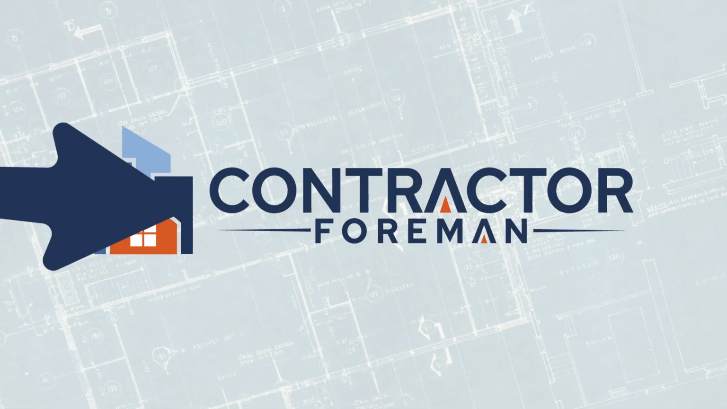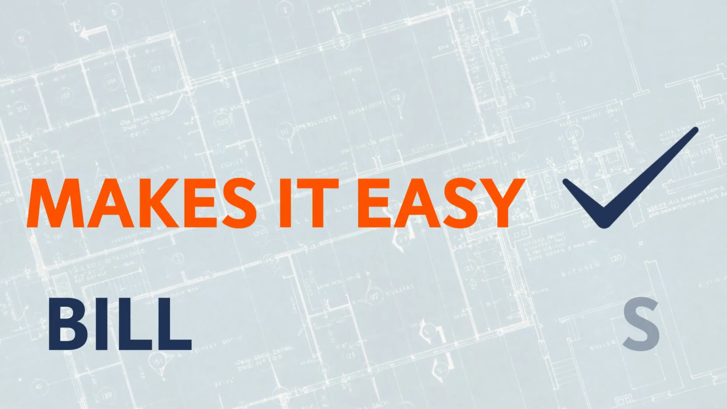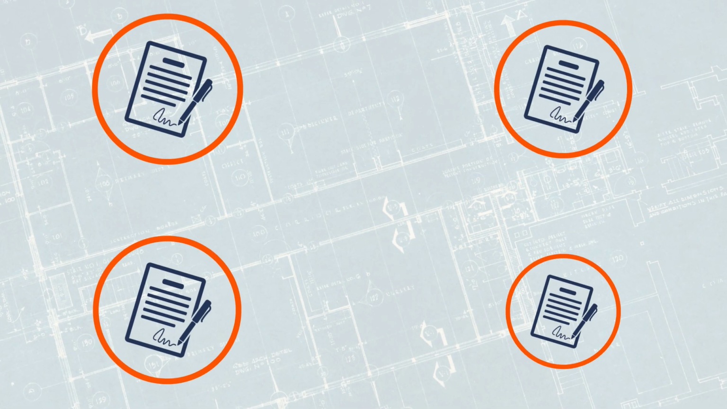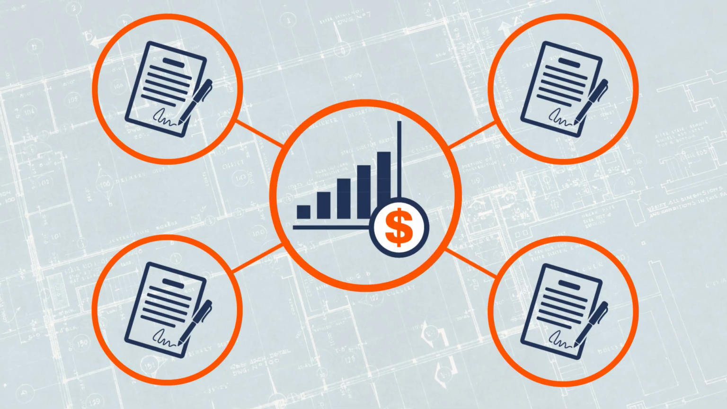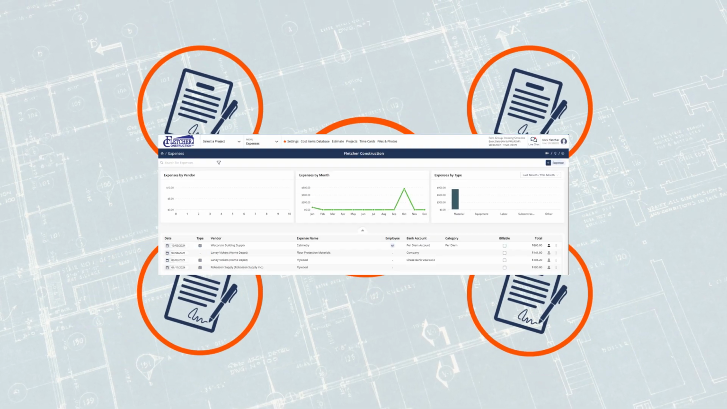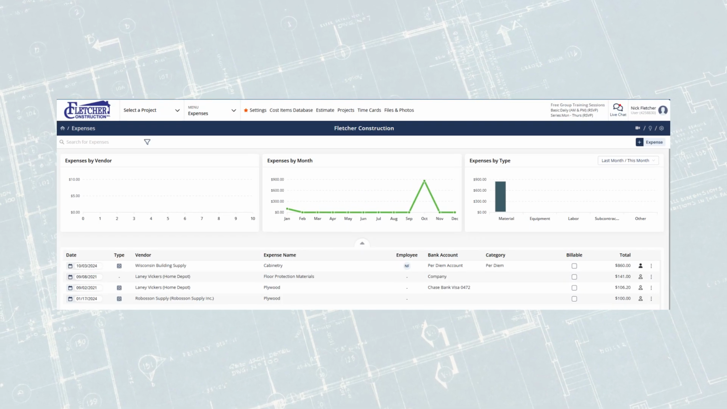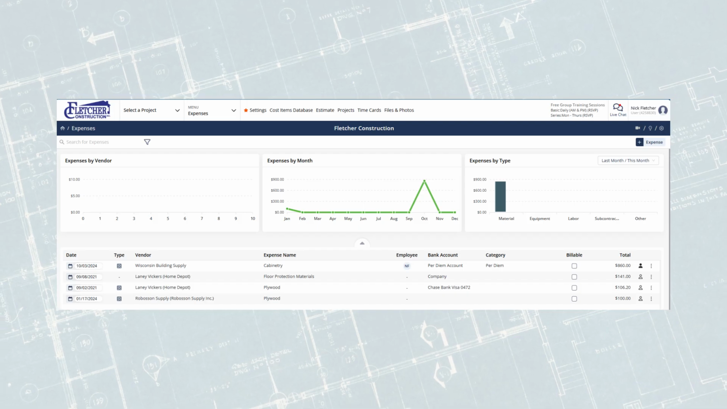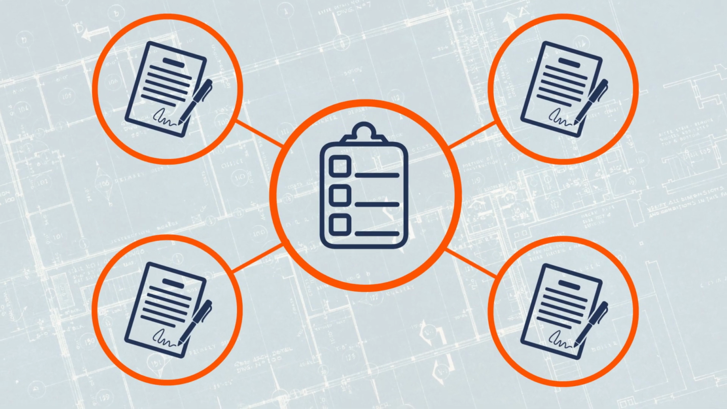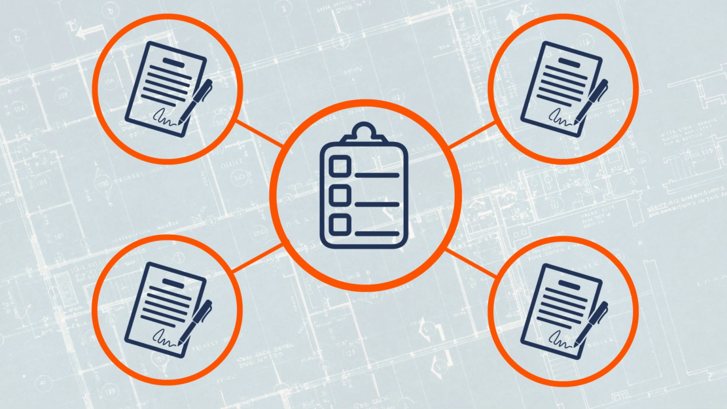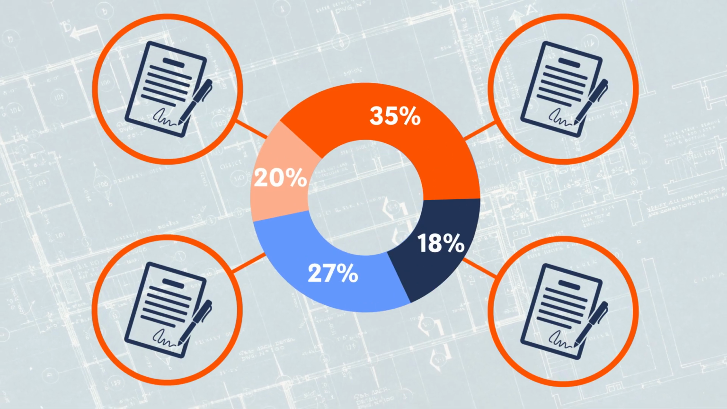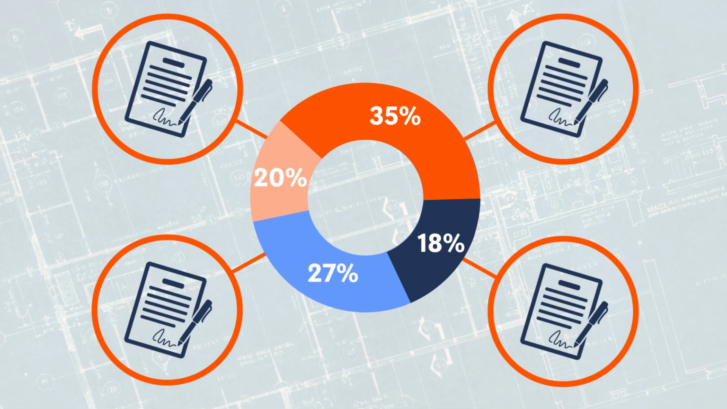Contractor Foreman makes it easy for you to manage your bills and expenses. Effortlessly track the bills you receive to ensure that they are correctly counted in your project's bottom line. For even greater tracking, associate the bill to a purchase order so that you can cross-reference all bills against a single purchase order. This is great for times when the full order cannot be delivered at once.